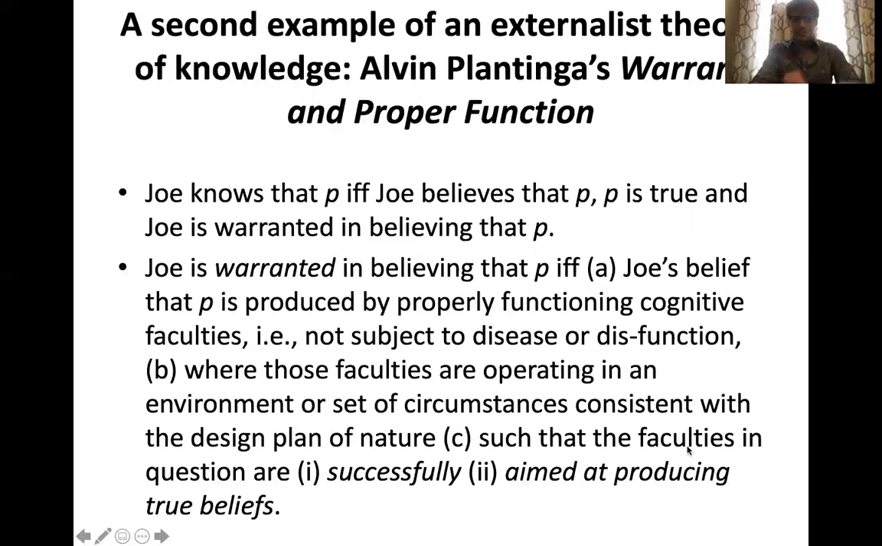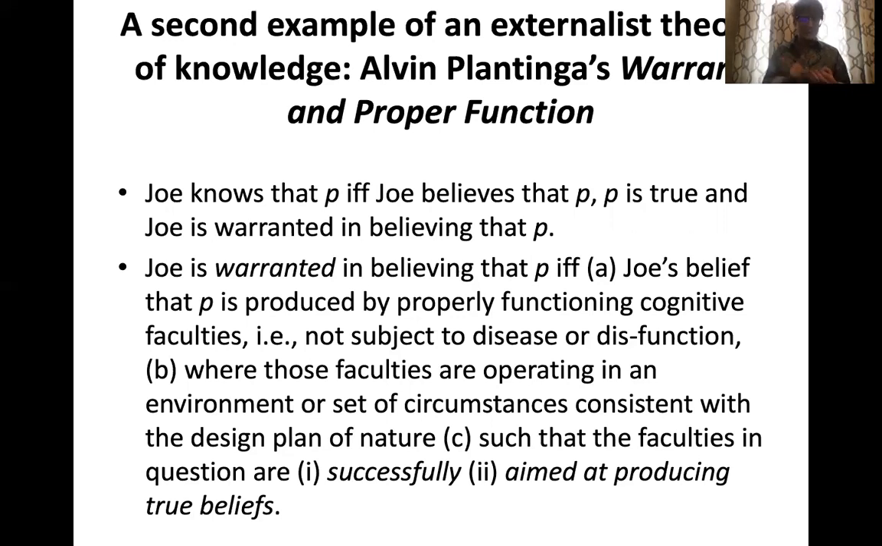Okay. Secondly, we have Alvin Plantinga's externalist theory of knowledge, warrant and proper function. So the idea here is that Joe knows that P if and only if, so that's the iff with an extra F, Joe believes that P is true, and Joe is warranted in believing that P. Okay, so we have the truth condition, we have the belief condition. But what about this last condition? Warranted in believing that P.